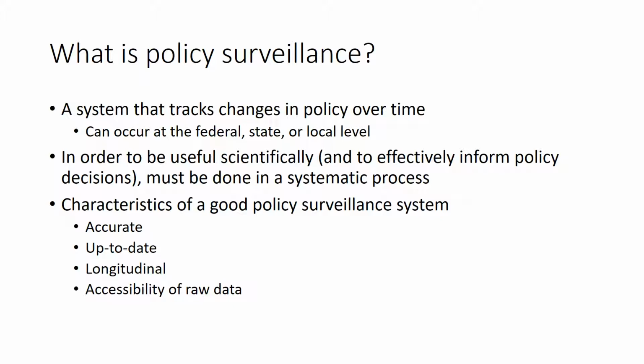But to be useful to the scientific community and really to be useful to inform addiction science and the public health community, it must be done in a scientific, systematic process. It can't just be a random collection of information and we hope something cohesive comes out of it. So there are four basic characteristics of a good policy surveillance system. And really, any surveillance system these can be applied to.